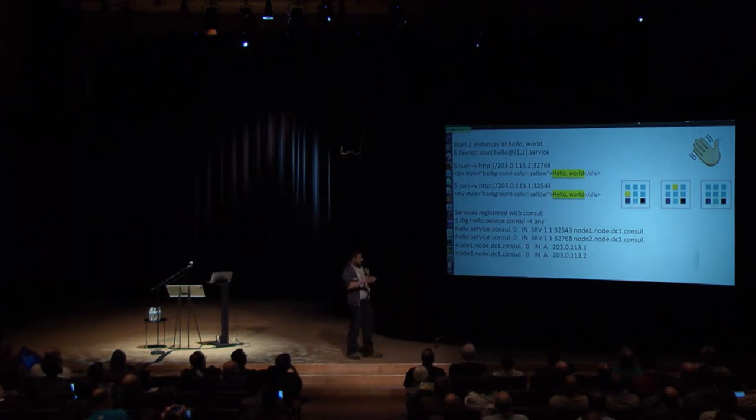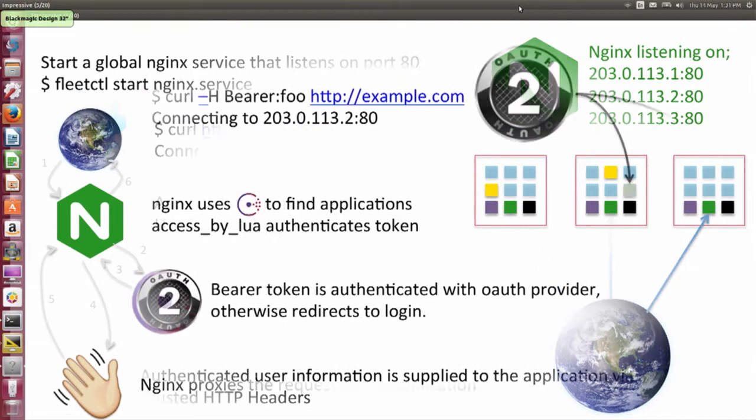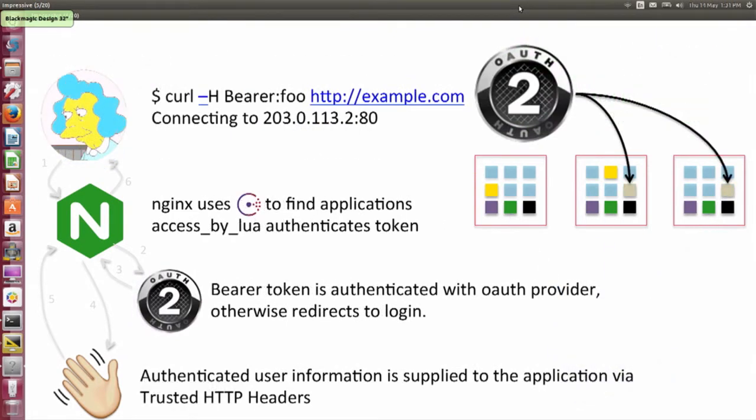So great, you've got applications running. How do you get users to them? To do this, we ran Nginx on port 80 of every machine, and we made Nginx look up the location of the application with Consul. So this was all working great. First, we used Consul Template, but then we moved on to using Nginx Lua.